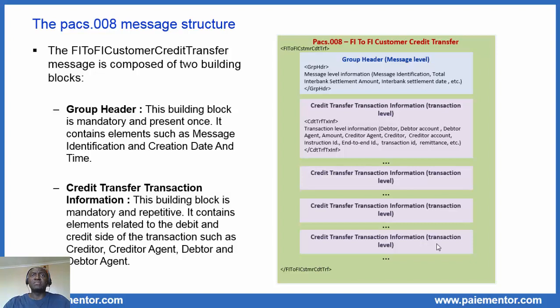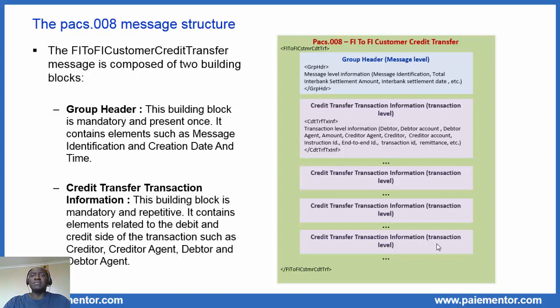The PAX8 message is composed of two building blocks, a group header and a credit transfer transaction information. The group header is mandatory and present once. It contains elements such as message identification, creation date and time, interbank settlement amount, interbank settlement date, and so on. The credit transfer transaction information is mandatory and repetitive, so it must be available at least once, but can be repeated as many times as required.